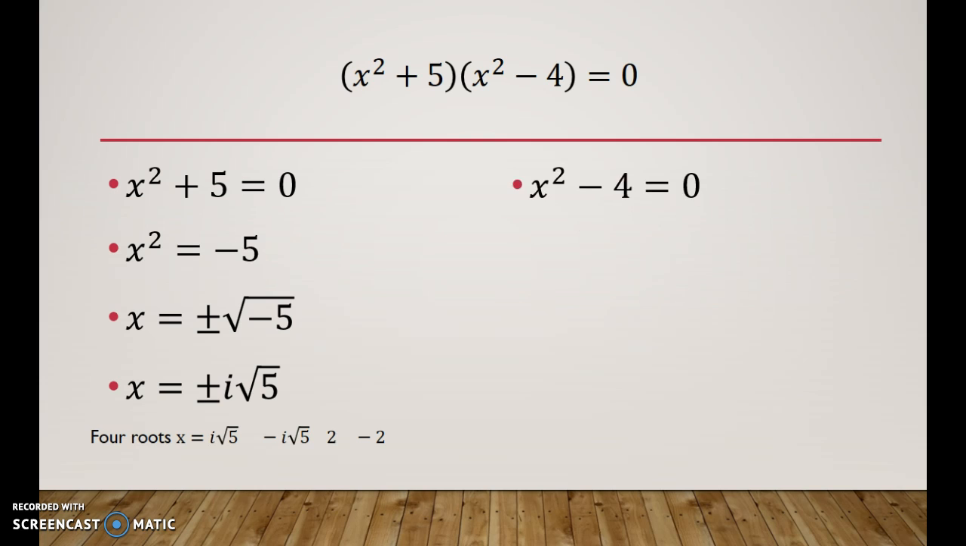x squared minus 4 is the same thing as x squared equals 4. When I add 4 over and take the square root of both sides, you get positive or negative 2. So you have 4 roots to this polynomial: positive i radical 5, negative i radical 5, positive 2, and negative 2. So it was a quartic, so there were 4 possible solutions. We'll talk more about this tomorrow in class. Make sure you have this example down.